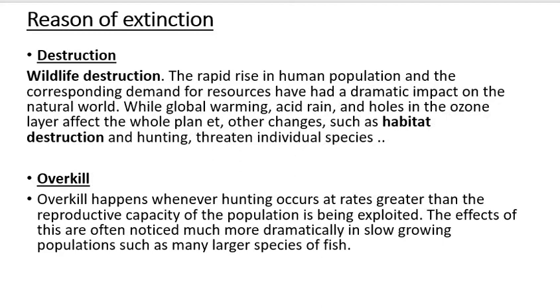Overkill happens whenever hunting occurs at rates greater than the reproductive capacity of the population being exploited. The effects of this are often noticed much more dramatically in slow growing populations, such as large species of fish. Initially, when a portion of a wild population is hunted, there is an increased availability of resources like food, so members experience increasing growth and reproduction as density dependent inhibition is lowered. Hunting, fishing, and so on has lowered the competition between members of a population. However, if the hunting continues at a rate greater than the rate at which new members of the population can reach breeding age and produce more young, the population will begin to decrease in numbers.